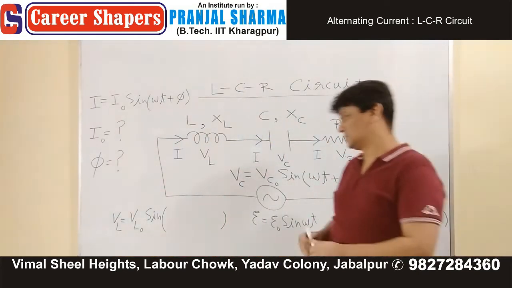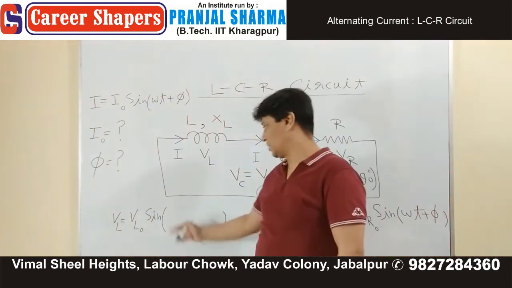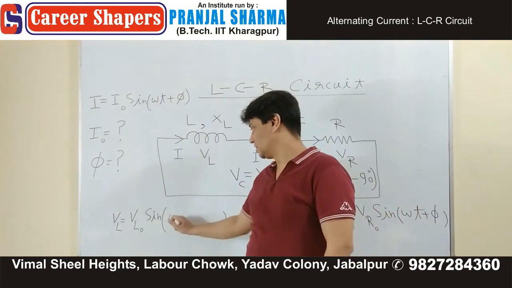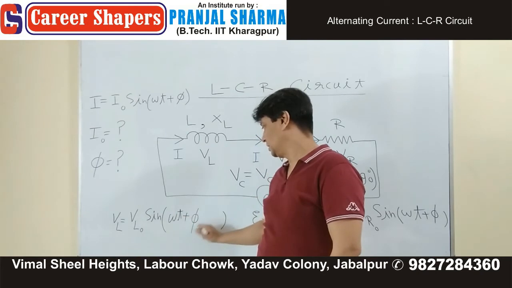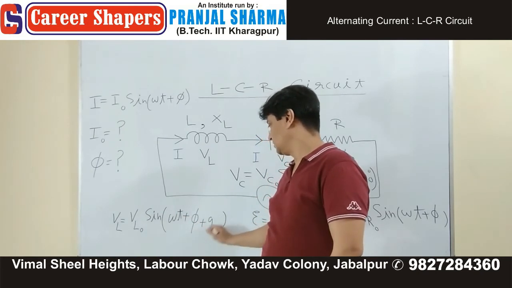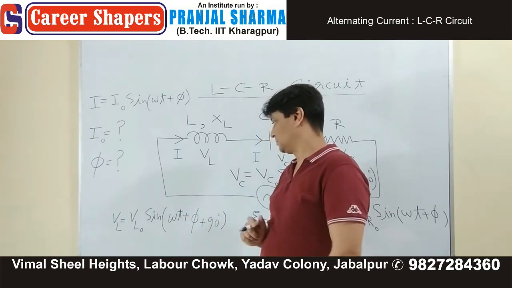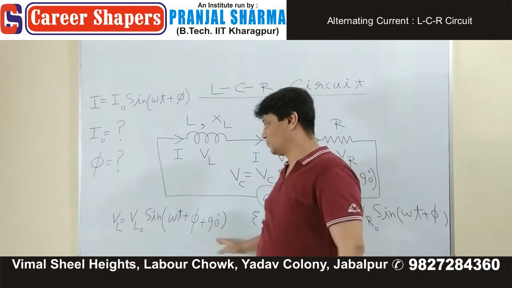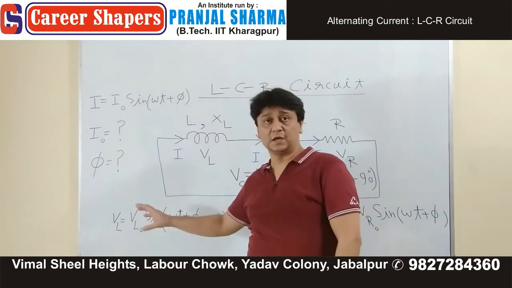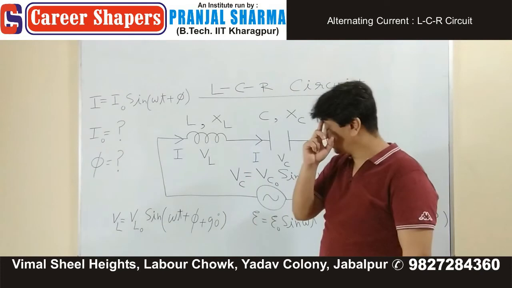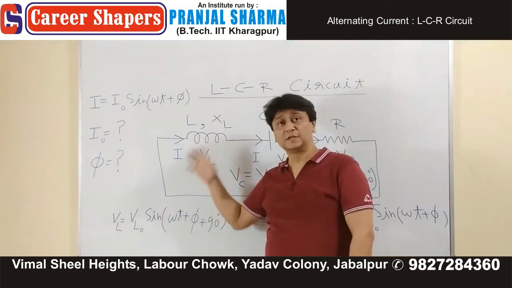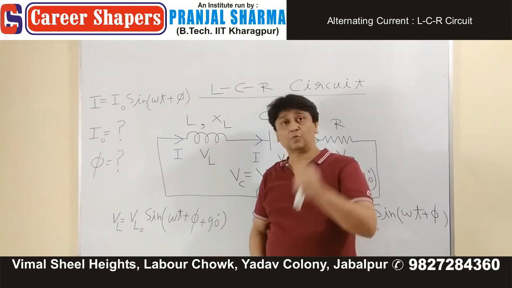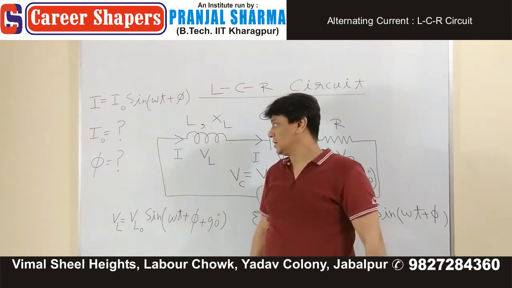And everybody has answered correctly. Over here we'll be using omega t plus phi plus 90. This is something we did in today's class. Remember, in today's class what we found? We had found minus 90 when we were discussing inductor. But what was that minus 90?